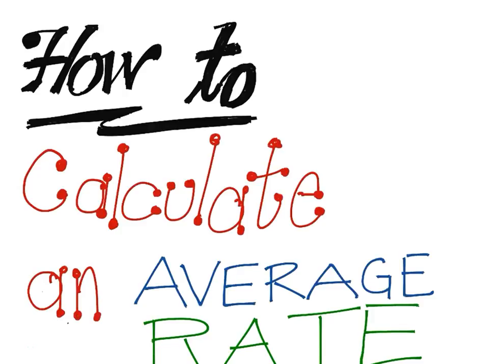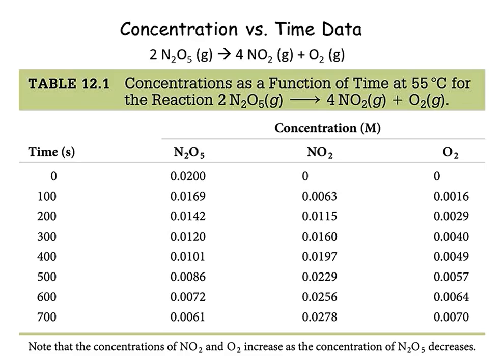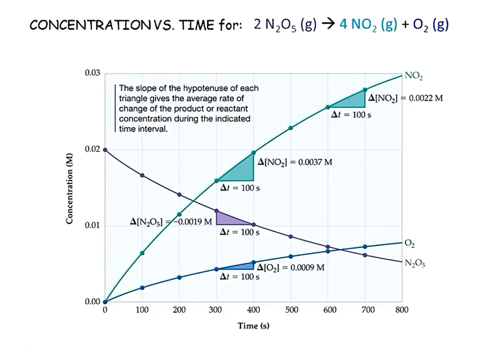We're going to go over how to calculate an average rate. We have our concentration versus time data from table 12.1 in the book. And we're going to do one of these calculations together. So you can see there are a whole lot of average rates calculated here.